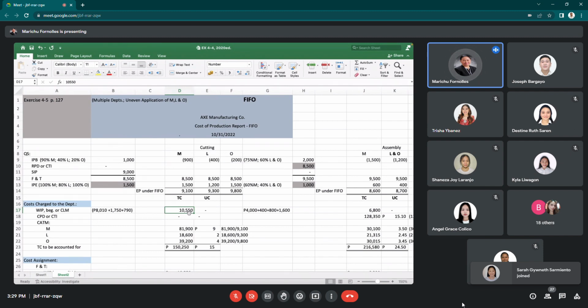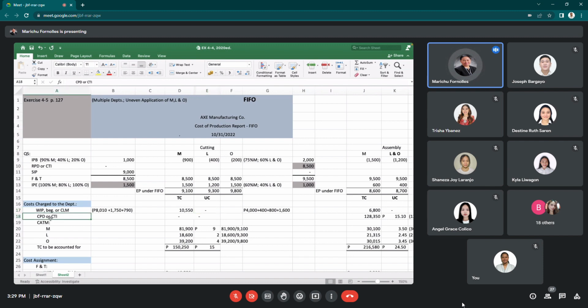Kay tiwason pa man pagtrabaho ang 1,000 units this month in the cutting department. That is why the MLO last month for the 1,000 units would be forwarded in the October cost of production report as work in process beginning. So ayaw na pag-compute sa unit cost sa beginning inventory.